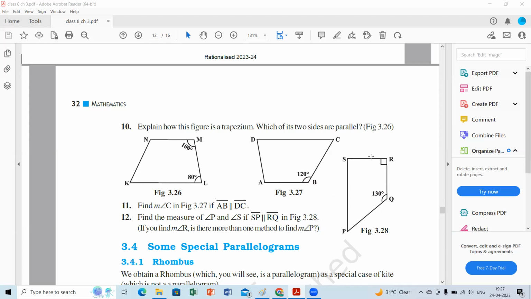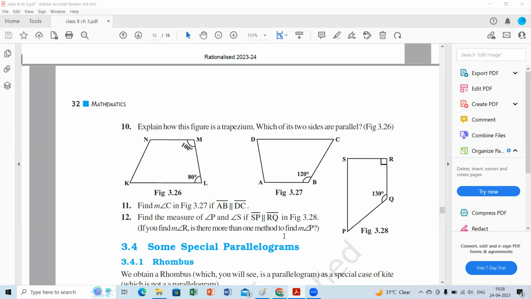360. Ma'am, there is another method also. SR is a non-parallel side to PQ. That's why the sum of angles S and R should be 180. Yes, you can, because they mentioned SP is parallel to RQ, children. So obviously, if one angle is 90, then the other angle S is also 90.